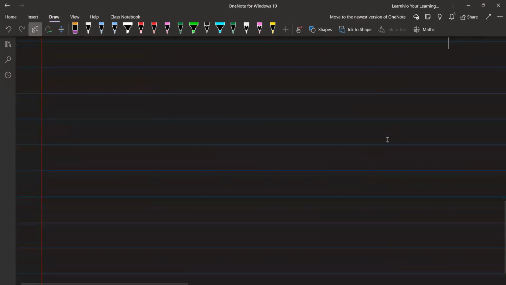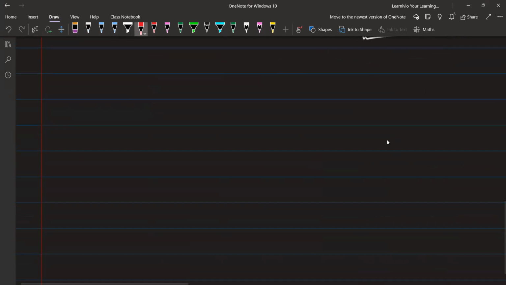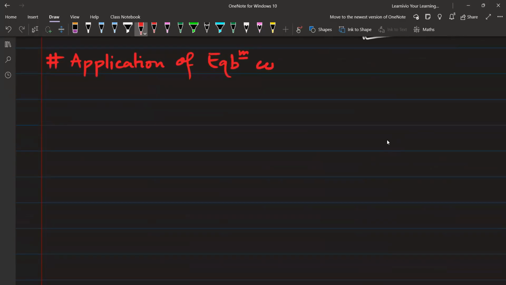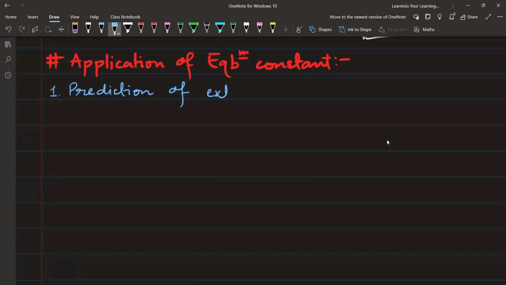Now you will write applications of equilibrium constant. Right, number one. Number one is prediction of extent of reaction.